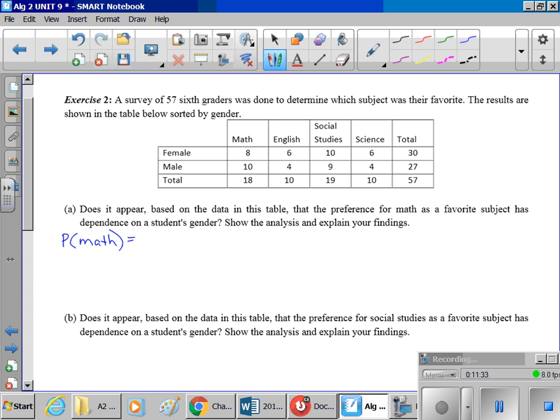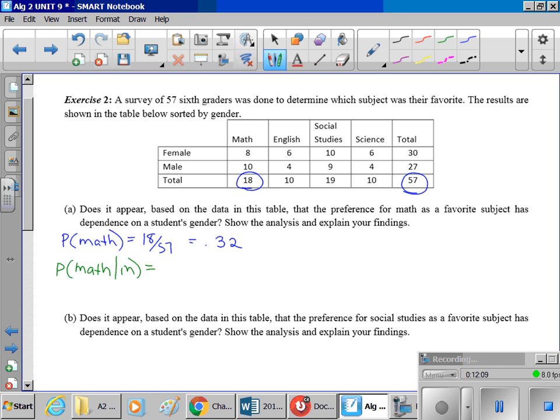Let's see. So the probability of a person liking math is 18 out of our grand total of 57. And I calculated that to be 0.32. Now, you could leave it as 18 over 57, but the numerators and the denominators are going to be changing, so you can see why I change it to a decimal. So the next one is, what's the probability of math given that the person's a male?